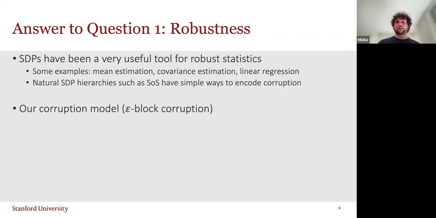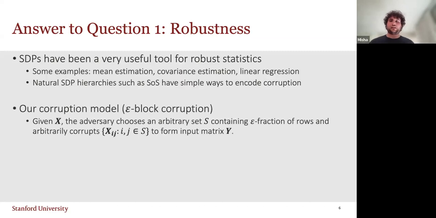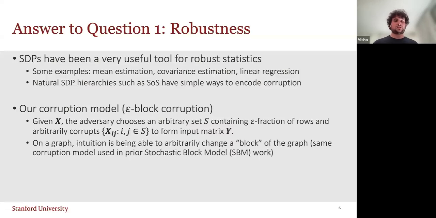Our corruption model that we're going to consider here is called epsilon block corruption. In particular, the adversary can corrupt an arbitrary principal minor. In other words, they can choose a principal minor, which has epsilon n rows and columns, and arbitrarily change any of those entries. No care about spectrum. The intuition for this is by looking at the matrix as that of a graph. This is being able to arbitrarily change a block of the graph. This is a similar corruption model that's used in prior stochastic block model work.